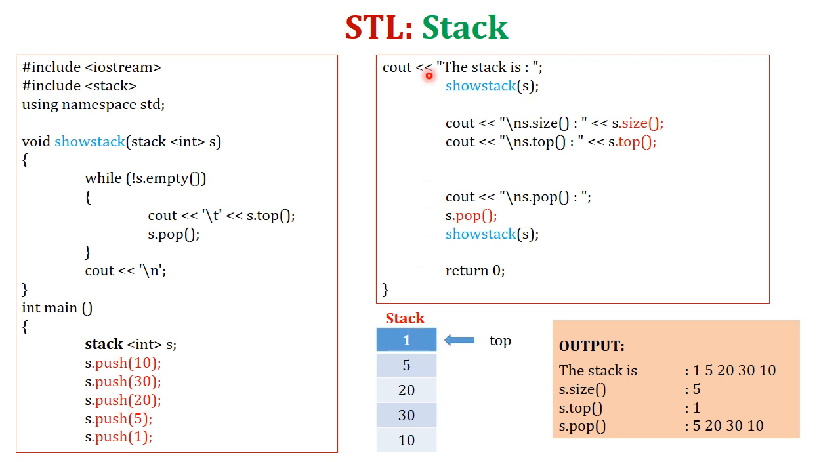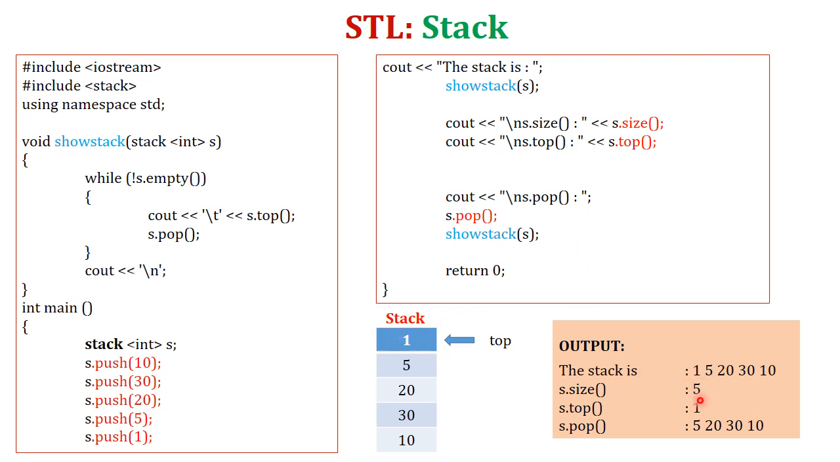Suppose if you want to show the content of the stack, then we will call the function that we already defined, right? We will call the function with the parameter s. So automatically it will invoke the function. Then it will show the content of the stack. See here, what is the content of the stack? So now 1, 5, 20, 30, 10 it will show. And here, what is the size of the stack? The number of contents inside the stack: 1, 2, 3, 4, 5. So here the value is 5. Which one is the top of the stack here?